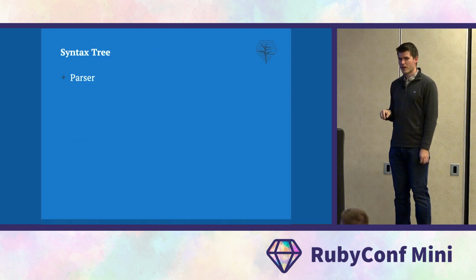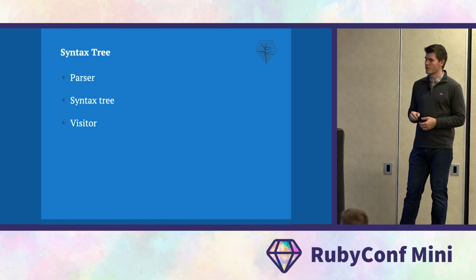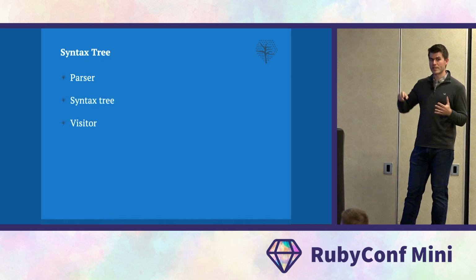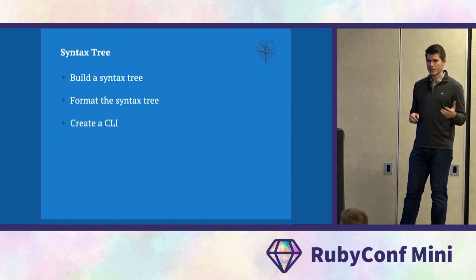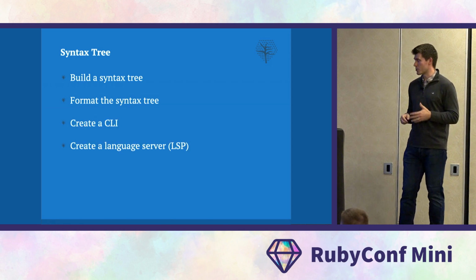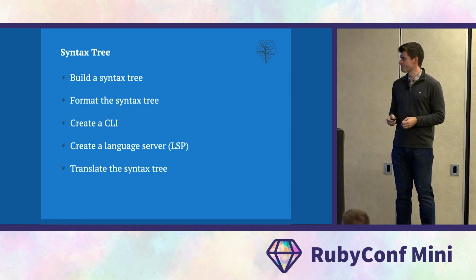So what is syntax tree? There are a couple of core concepts. There's the parser. There's what a syntax tree itself is. What is a visitor? The visitor is kind of key to translating the syntax tree into all these different formats. Finally, what we talked about: we built a syntax tree, how it's built with Ripper. We formatted the syntax tree. We created a CLI to interact with this process. We created a language server, and we can translate the syntax tree into myriad representations.